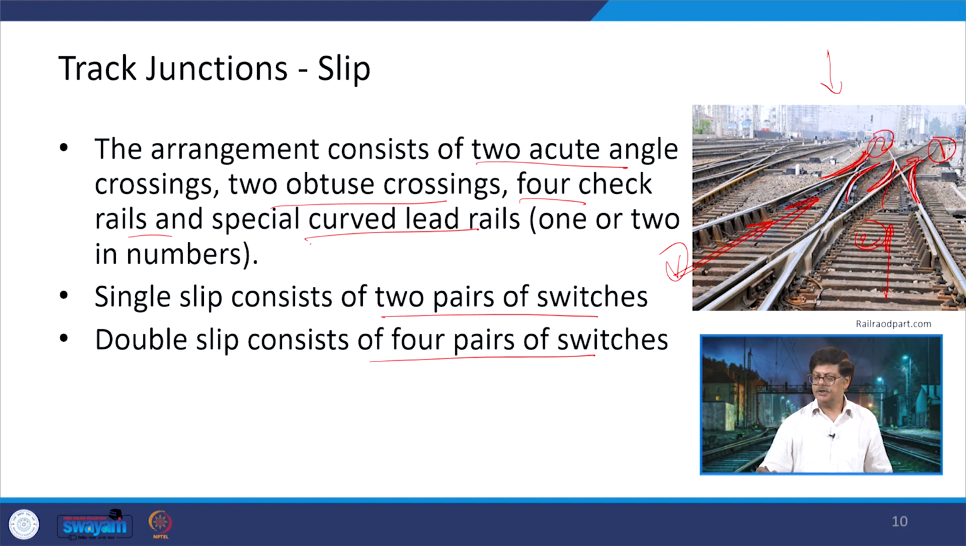So, you are going straight or you are going in this direction, that means a switch is required here. Similarly, coming from track 2, you are going straight or taking a turn, then another switch is required in this case. And this will happen from both the directions.